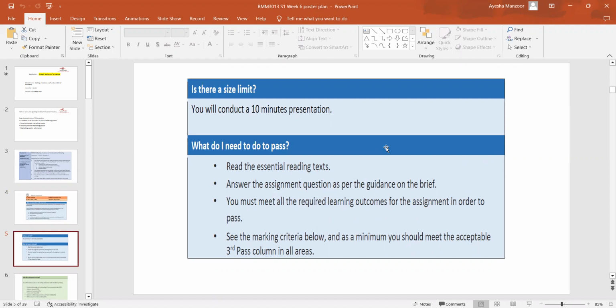And what do I need to do to pass this assessment? You are required to read the essential reading text and answer the assignment question as per the guidance in the brief, and you must meet all the required learning outcomes for the assignment in order to pass. Then see the marking criteria below, and as a minimum you should meet the acceptable third pass column in all areas.